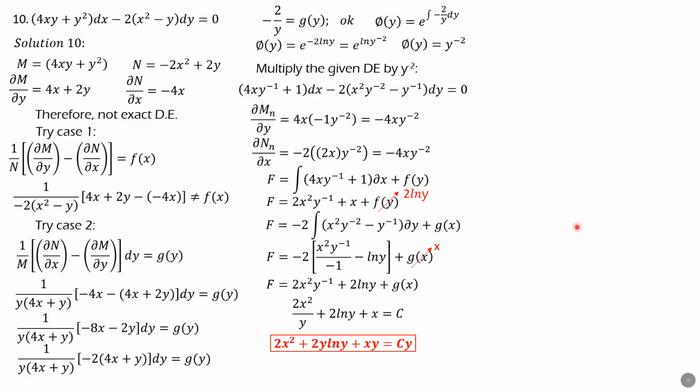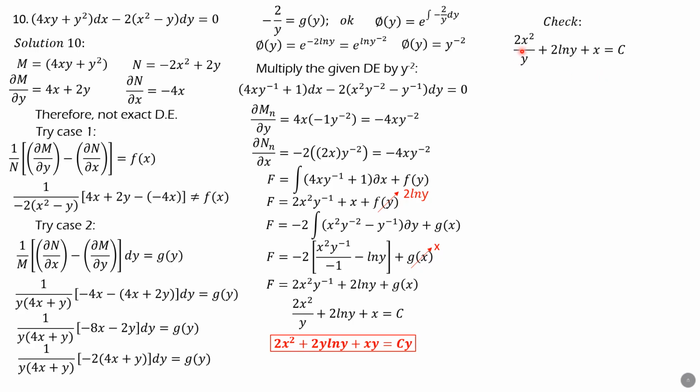So let's check. It's better to check. It's shorter as long as you master differentiation. But before we do that, let's separate c from any other variables. Divide everything by y. So we have 2x squared over y plus 2 ln y plus x equals c. So we are now ready to obtain the differential, because the differential of the right side is 0. We can eliminate the arbitrary constant.